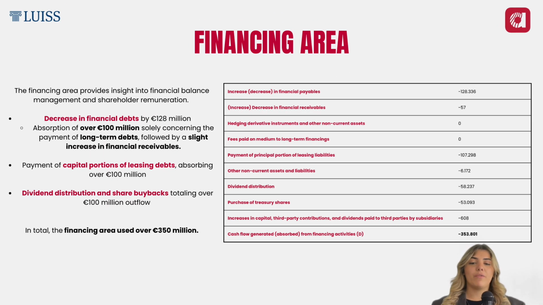The financing area provides an overview of financial balance management and shareholder remuneration. The first items analyzed relate to the decrease in financial debt by 128 million, with a significant absorption of over 100 million attributed solely to the payment of long-term debts, followed by a slight increase in financial receivables. Subsequently, there is a payment of the capital share of leasing debts absorbing over 107 million, followed by the dividend distribution and share buybacks totaling over 100 million outflow. In total, the financing area used over 350 million.